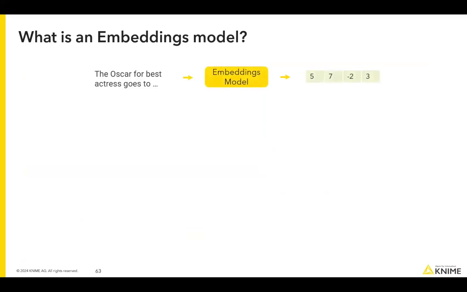Okay, so again, what is an embedding model? An embedding model is a model that will transform a sentence, for example, "The Oscar for the best actress goes to," into a vector of numbers, a numeric representation.